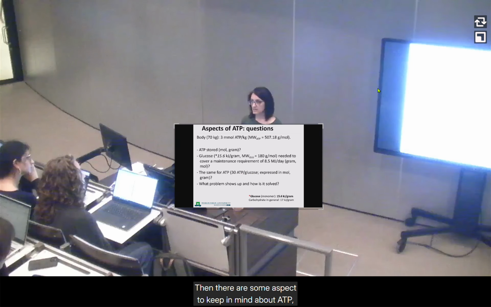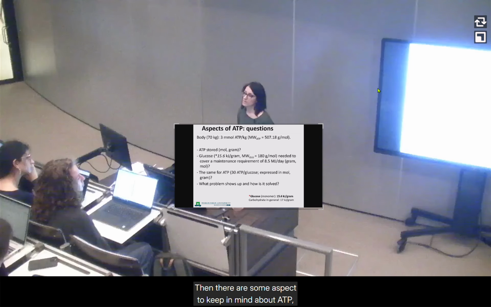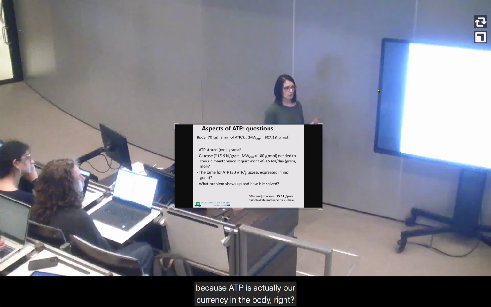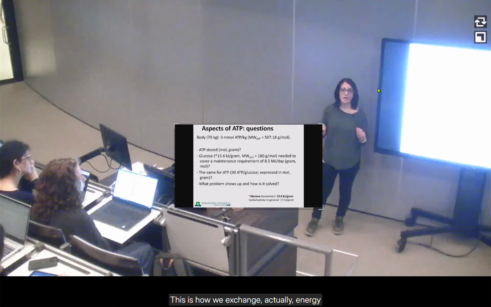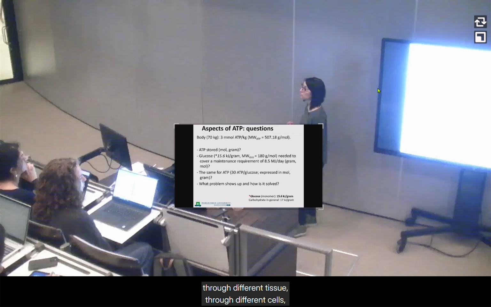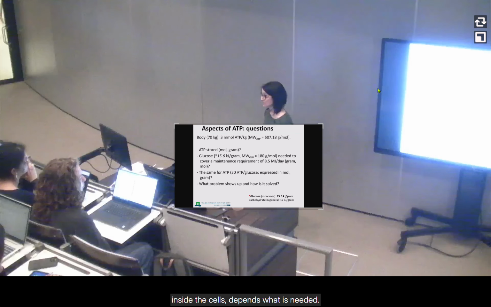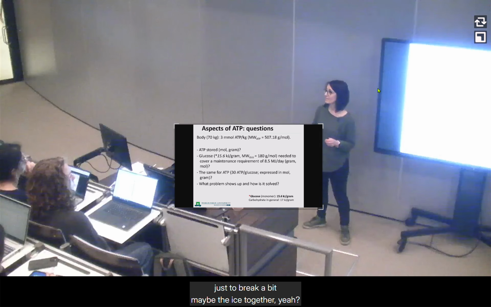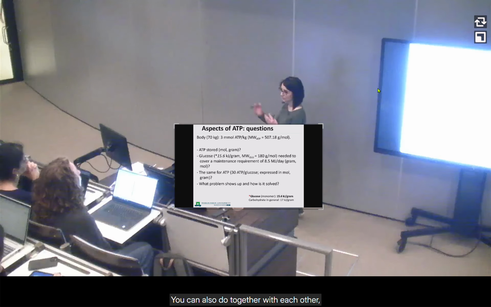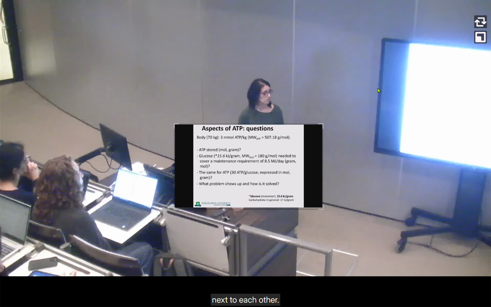Then there are some aspects to keep in mind about ATP, because ATP is actually our currency in the body, right? This is how we exchange energy through different tissues, through different cells, inside the cells, depending where it's needed. So let's do a couple of exercises just to break the ice a bit together. You can also do it together with each other, next to each other.